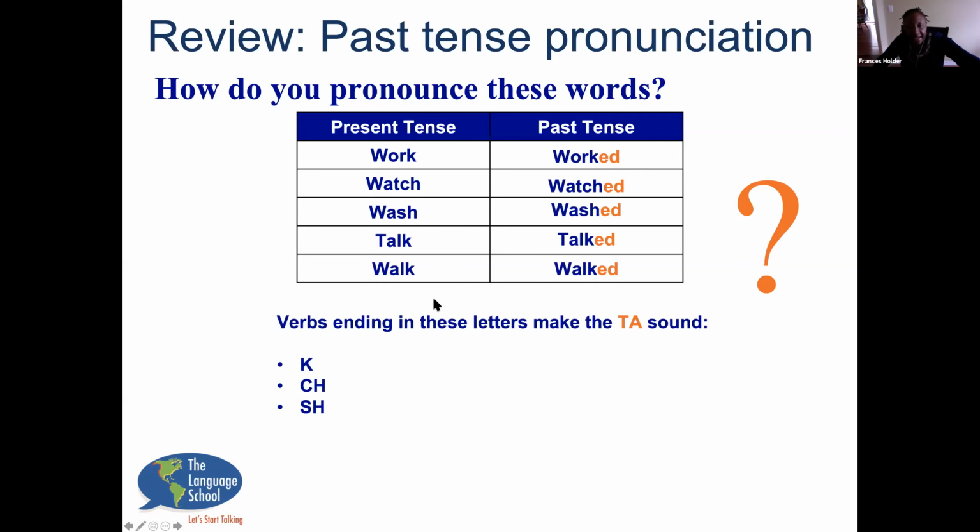So verbs ending in the letters K, CH, or SH make the T sound in the past tense. Let's practice. Did you work yesterday? Yes, I worked yesterday. Excellent. Did you watch any movies yesterday? Yes, I watched a movie yesterday. Good. Did you wash your hands yesterday? Yes, I washed my hands yesterday.